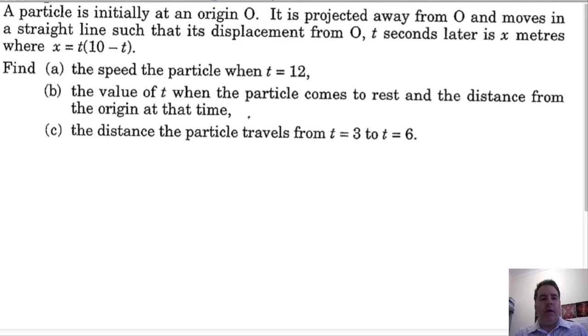Here's another one. A particle initially at the origin O is projected away from O and moves in a straight line such that its displacement is given by that. So there's the displacement in terms of t. We want the speed of the particle when t equals 12, and the value of t when the particle comes to rest. Let's have a go at answering these questions.